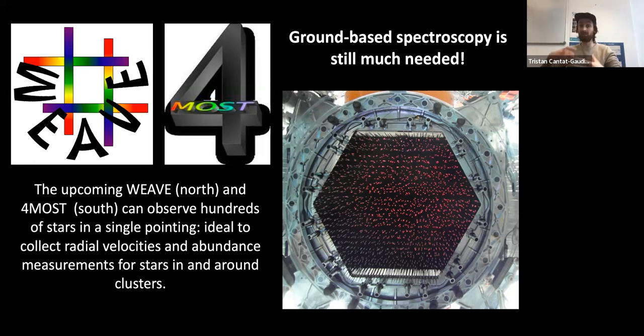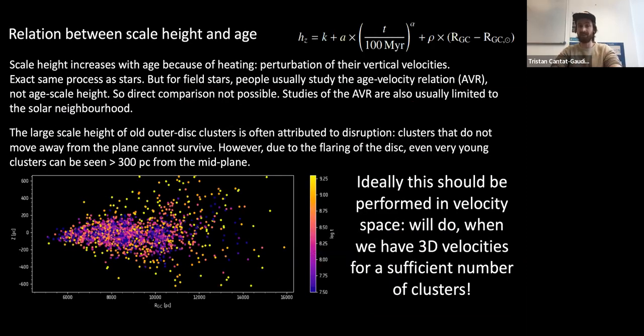Even in the outskirts, you can study the individual velocities of stars within each cluster. So I think this, in the next few years, this is not for the next decade, this is for now. And this will be a game changer when you want to understand the overall distribution of all of these stars and how their velocities change with time.